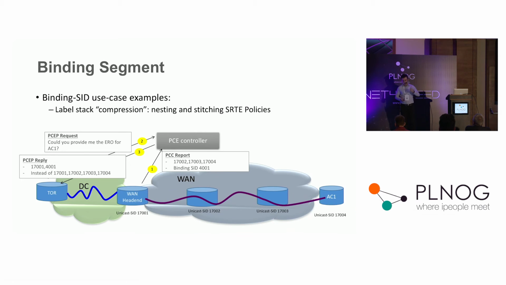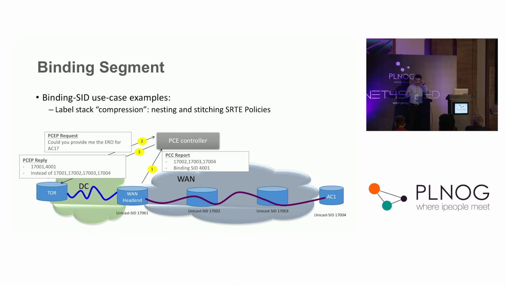This is an example here. The head end, for example, has an LSP to AC1 on the right side. So it sends a PCC report to the controller, saying, hey, I have a binding SID assigned to the 3 segment IDs, 17002, 3, and 4. That binding SID 4001 represents these 3 segment IDs. So instead of using 3 labels, we use only 1. And so it reports to the controller.